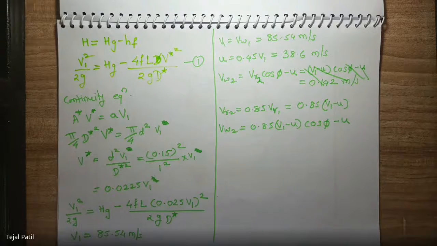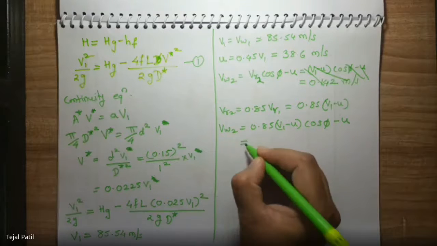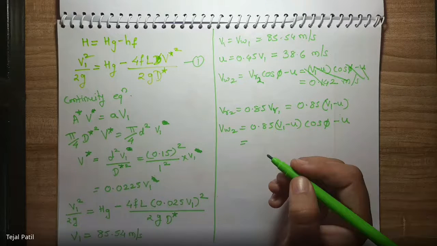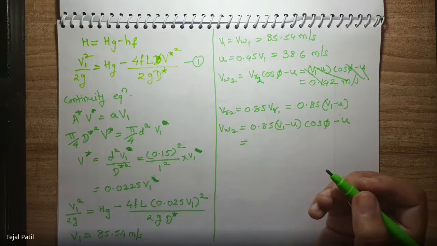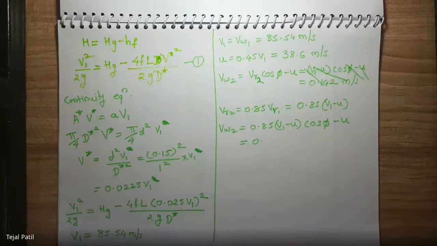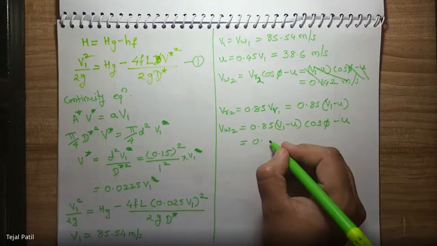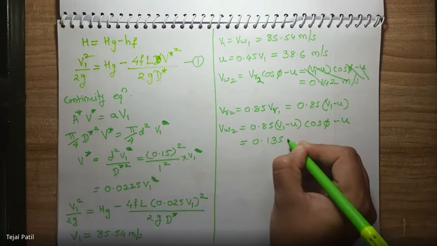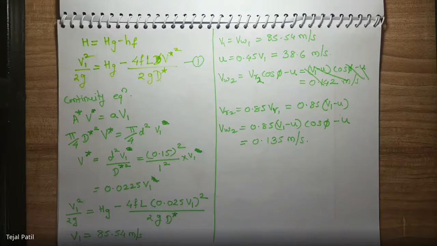So there is a lot of data available in this question, and it may happen that you forget one or two data. So be careful, be attentive. Yes, so the answer is 0.135. 0.1306 is also okay. So 0.13 to 0.14 is correct. So this is what your VW2 is.